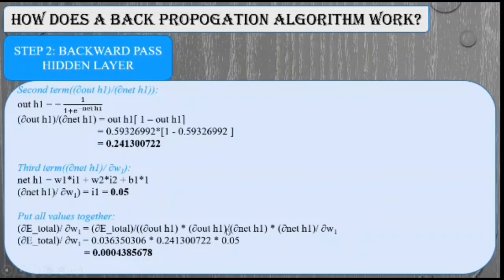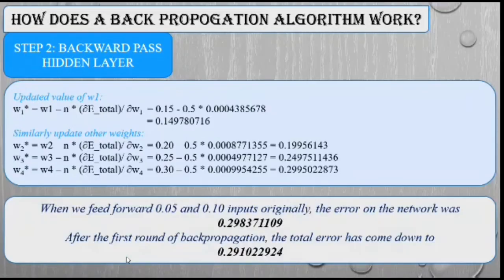Now when you put them all together and multiply, we get the value of the differentiation of E total with respect to W1 as 0.00043. That is the gradient value only.